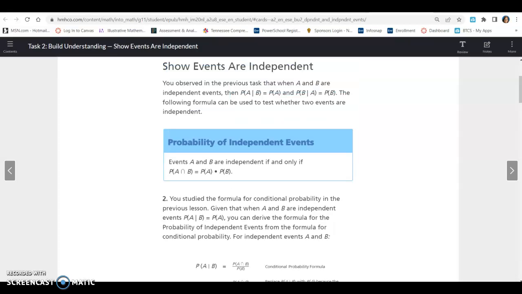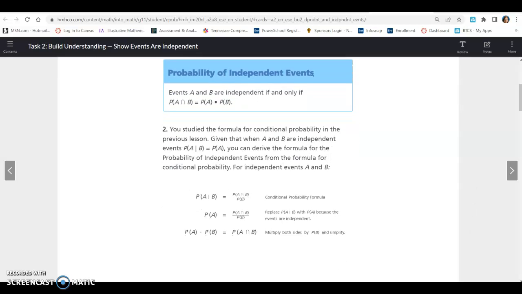Lesson 18.2, task 2. Show events are independent. You observed in the previous task that when A and B are independent events, then the probability of A given B equals the probability of A, and the probability of B given A equals the probability of B. The following formula can be used to test whether two events are independent.